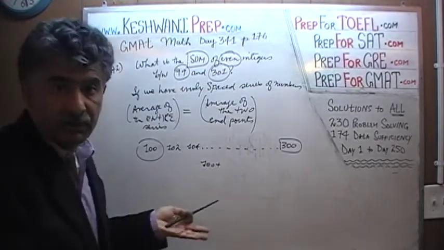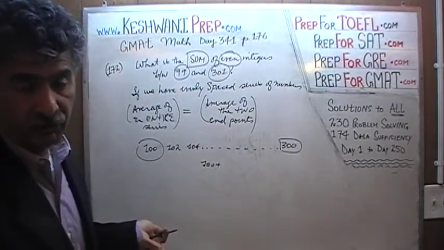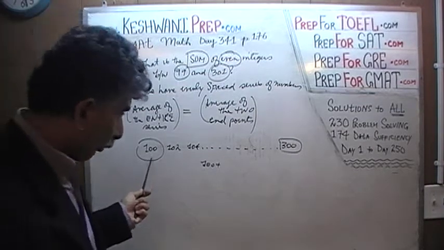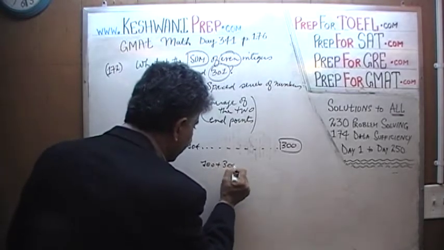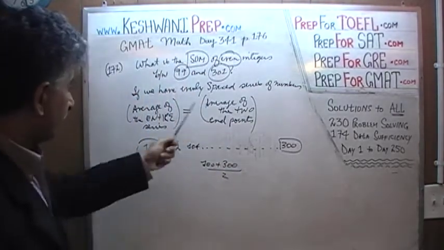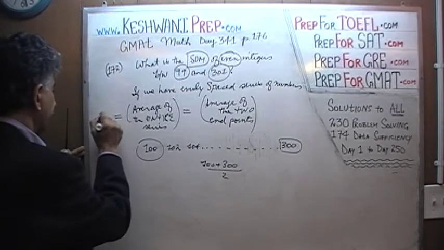This is actually so simple that I don't even have to do it on the blackboard. It's just silly to go around adding 100 plus 300 divided by 2. The average is 200. The average of our entire series is 200.